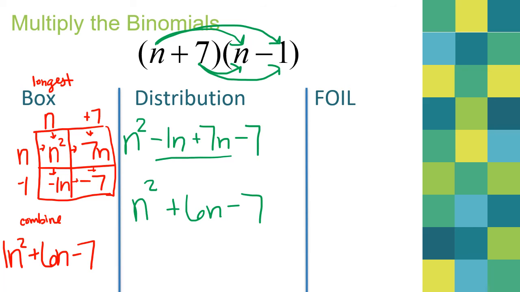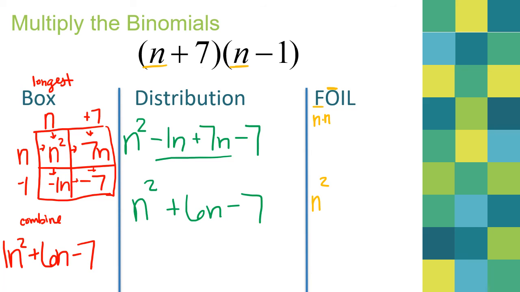FOIL. FOIL is the in-between. We have a binomial times a binomial, so that works, okay? So when we look at that, here's when we say first, outer, inner, last. We're taking a look. F. F means the first terms. They're the first ones. So n times n is going to be n squared.